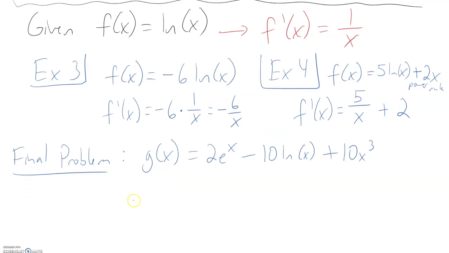So for g prime of x, the derivative of that 2e to the x is going to stay exactly the same, 2e to the x, minus the derivative of 10 natural log of x, which will just be 10 over x, plus the derivative of 10x cubed by the power rule. 3 times 10 gives us 30x to the second power.